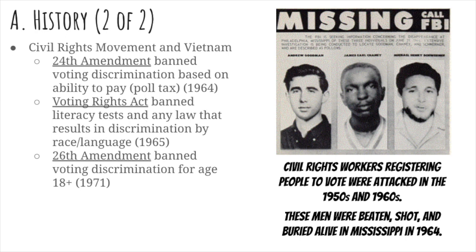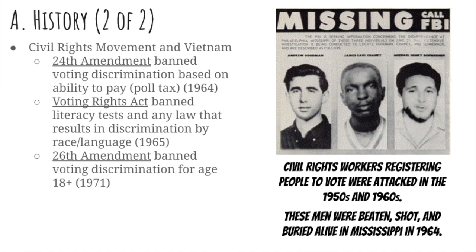Here we have the 24th Amendment being passed, which banned voter discrimination based on the ability to pay a poll tax. It is, I forgot to mention, also important to remember that sometimes poor whites were also banned or negatively impacted from voting with poll taxes and literacy tests. It wasn't necessarily only discriminatory towards African Americans, but that barrier was eliminated with the 24th Amendment.